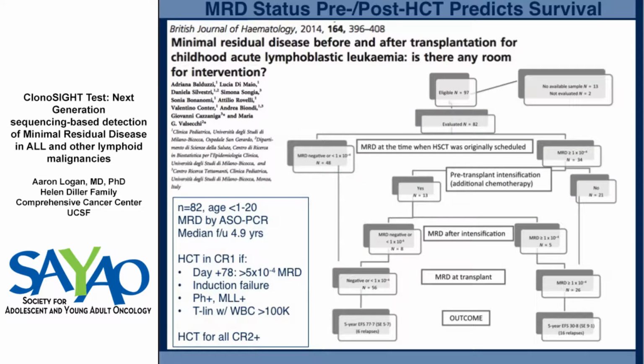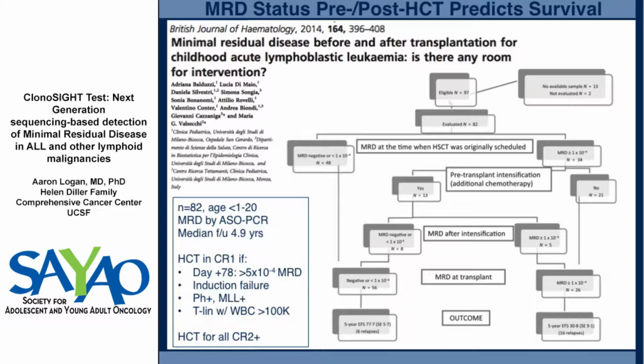And so rather than discuss a whole slew of studies, I wanted to just pick a few that I think exemplify some of the pertinent details about MRD in the transplant setting. I particularly favor this study from a group in Italy where they looked at MRD both prior to and then in serial fashion after allogeneic transplant. This is not a large study. There were 82 patients. These were all children and AYA under the age of 20. MRD was quantified by ASO-PCR, and these are mature data with median follow-up after transplant of nearly 5 years.